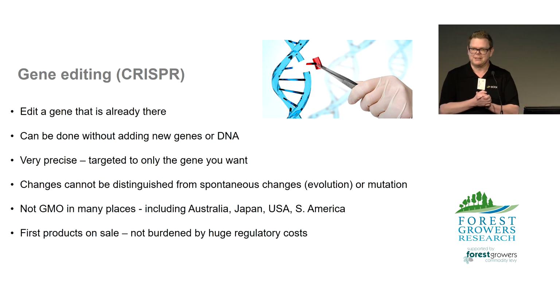This goes through what I've just said, so I won't repeat the first bit. I'll reiterate that it's very precise. You can select a particular place in the genome, go to this place, make a change, and have no other effect on the host. Importantly, the changes you make can't be distinguished from the changes you get in evolution through spontaneous mutation, or if you use mutagenesis, a technique which has been widely used in plant breeding and isn't regulated.